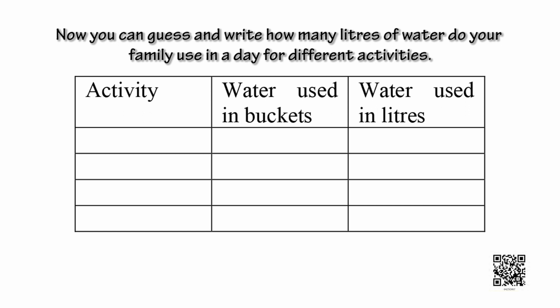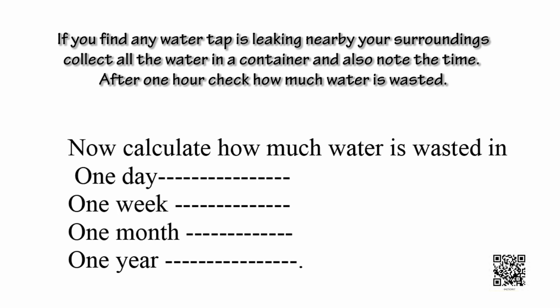Children, now you can guess and write how many liters of water do your family use in a day for different activities. Children, if you find any water tap is leaking nearby your surroundings, collect all the water in a container and also note the time. After 1 hour, check how much water is wasted. Now calculate how much water is wasted in 1 day, in 1 week, in 1 month and in 1 year.